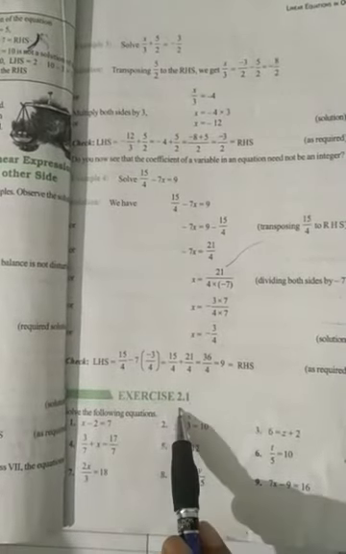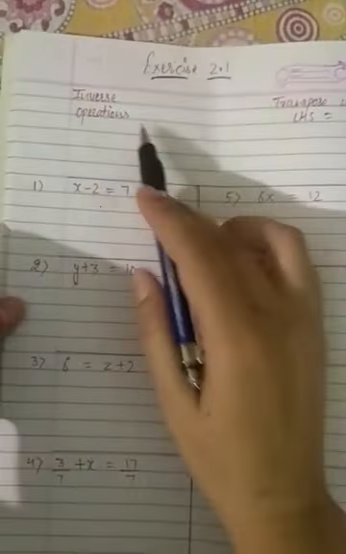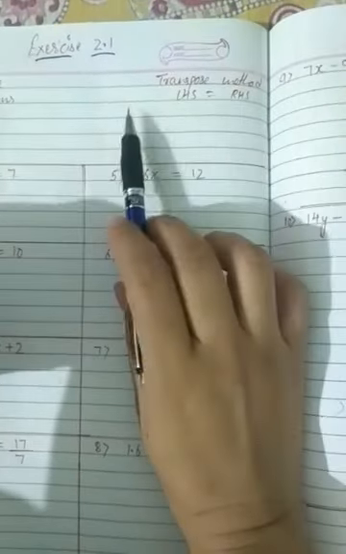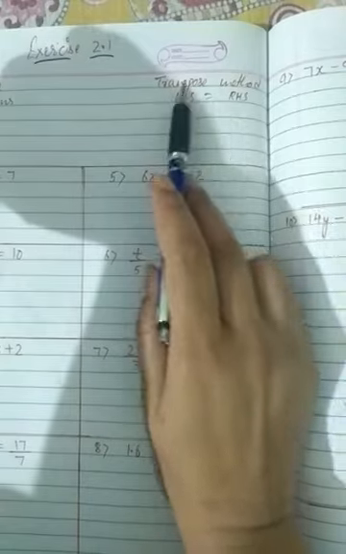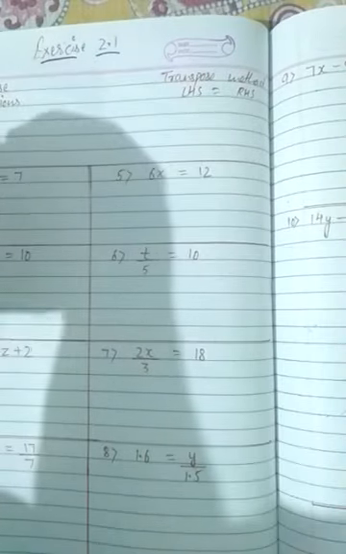Hello students, today we are going to start exercise 2.1. In this exercise, total questions are 12. In the previous classes, we have learnt two methods to solve the linear equation. One is inverse operation, second is transpose method. In this exercise we will solve by using the transpose method because it is an easier and time saving method.